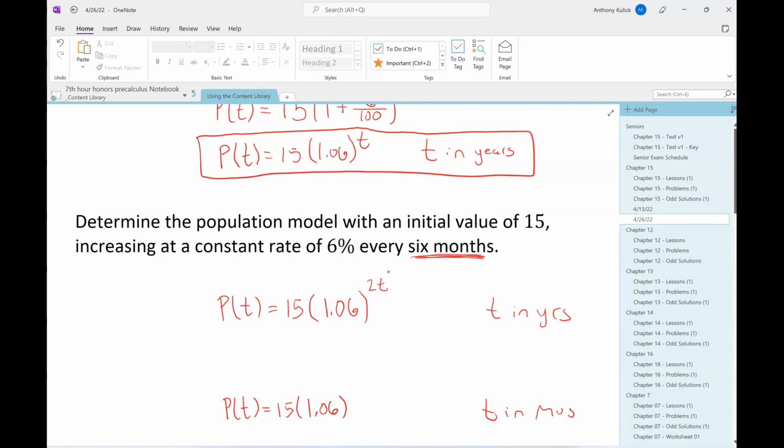Okay. So let's think about what would happen if we wanted to write this model with t in months. So how much of a rate of change is complete inside of 1 month? 1/6. So because it takes 6 months to do 1 rate of change, after 1 month we've done 1/6 of a rate of change. So instead of writing t, we're going to write t over 6 or 1/6 t, either is fine.